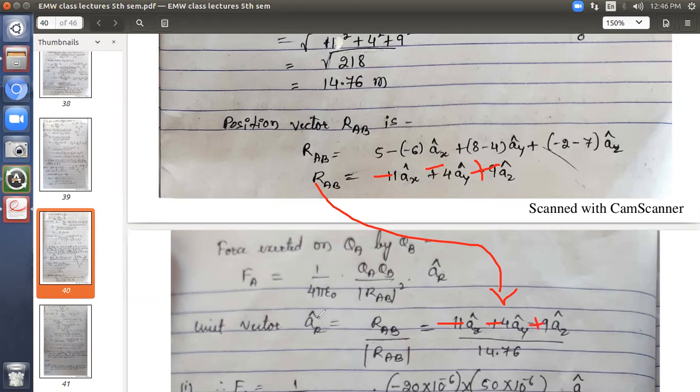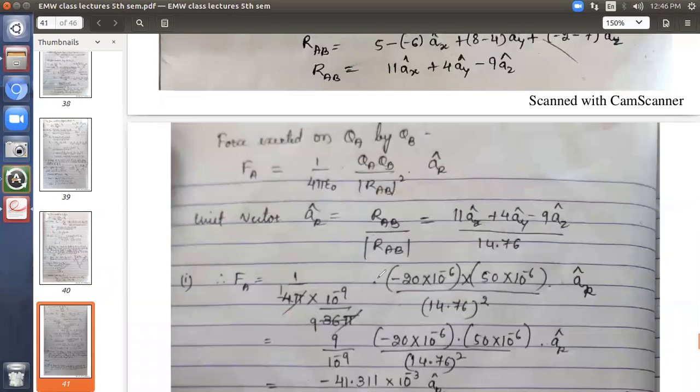So whatever unit vector is there, already we have calculated the position vector and the magnitude. So take the ratio of this divided by this. You will get the unit vector. But however, the answer here will be somewhat different. Negative, negative, positive. So the force will be 1 by 4 pi epsilon naught.